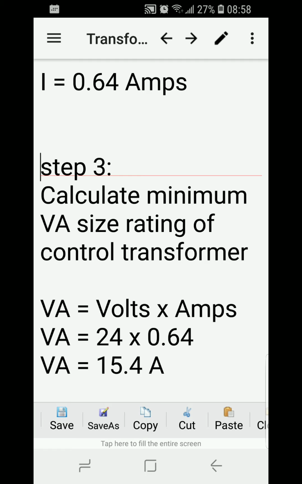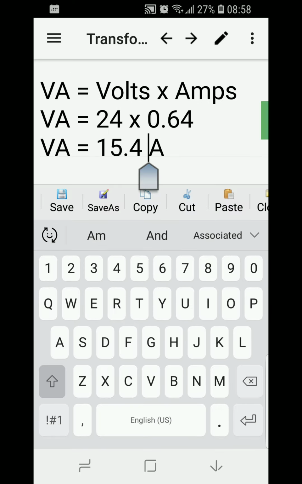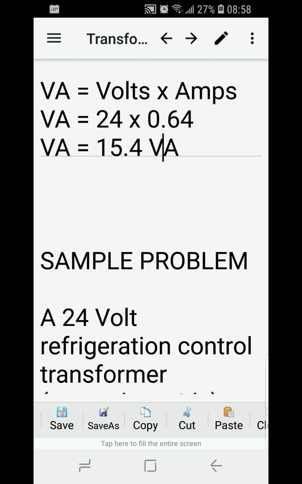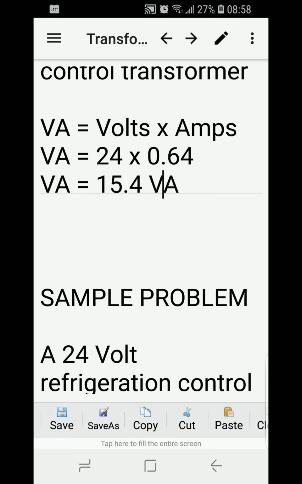Sorry, this should be VA. Sorry about that. Yeah, so that's the final answer to the problem: the minimum VA size of the 24 volt control transformer is equal to 15.4 VA.